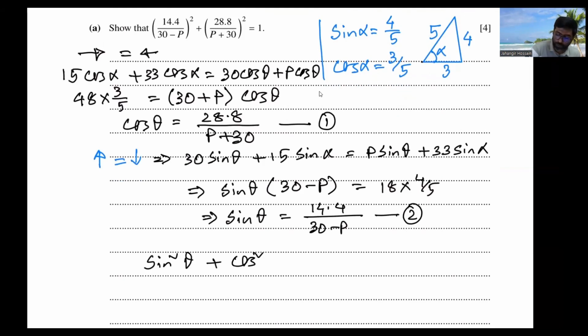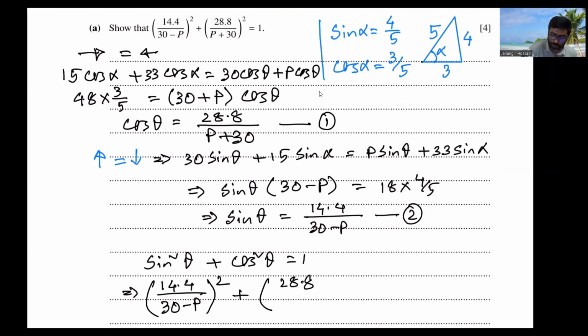Now to eliminate theta, you know sin square theta plus cos square theta equals 1. We'll use this idea. Then substitute sin theta in terms of p, which is 14.4 by 30 minus p whole square, plus 28.8 divided by 30 plus p whole square, equal to 1. That's the expression we have to show. So that's it.